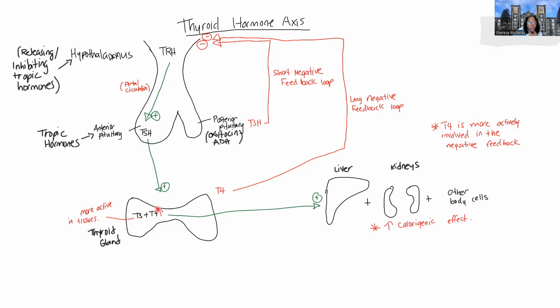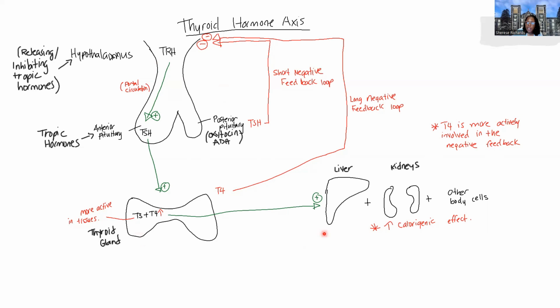Now, the difference between T3 and T4 is kind of where they have their effect. So T3 is more active in the tissues. But if we start having excess levels of T3, the regulatory mechanism that is set in place is for T3 to be converted to T4. And so if there's a lot of T3 building up, that gets converted to T4. T4, however, is more involved in the negative feedback effect, which is great, right? If we have a lot of it, we want to start having that negative feedback loop to shut off the earlier hormones in the axis.